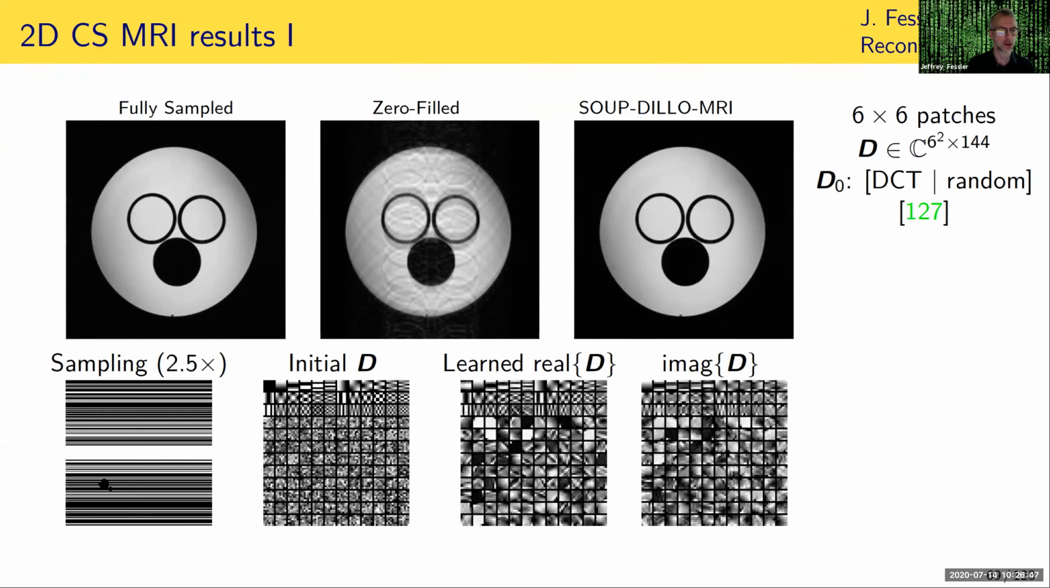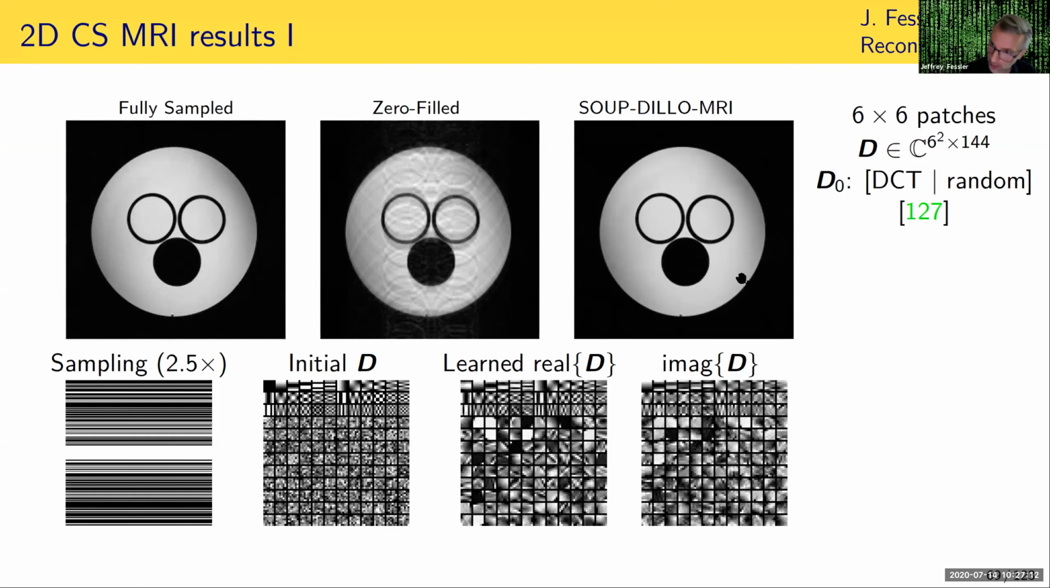If we only retrospectively undersample this, so we fully sample the center of k-space and then undersample the higher frequencies by a factor of 2.5 and reconstruct that, then you get all this ringing and aliasing in the direction along which you've undersampled. And then this is the image reconstructed by the cost function that I showed you.